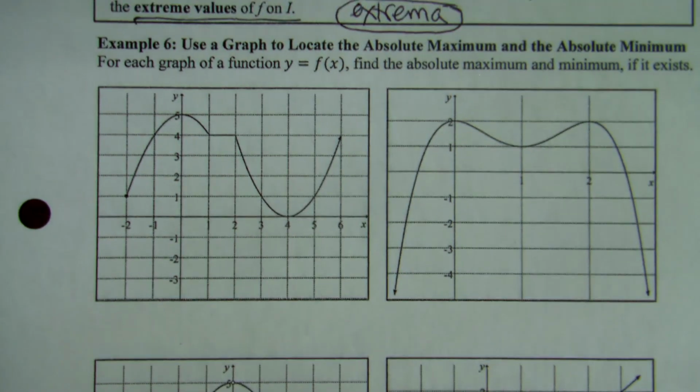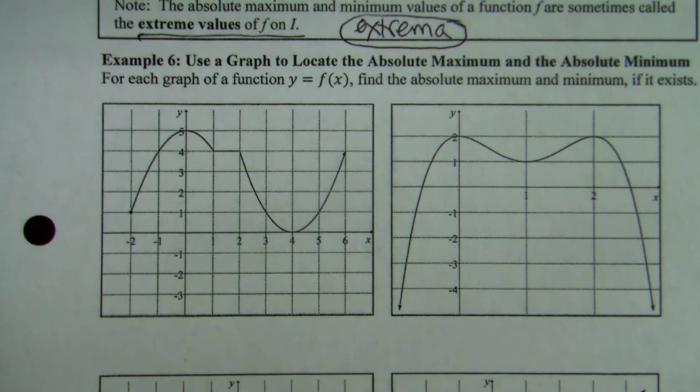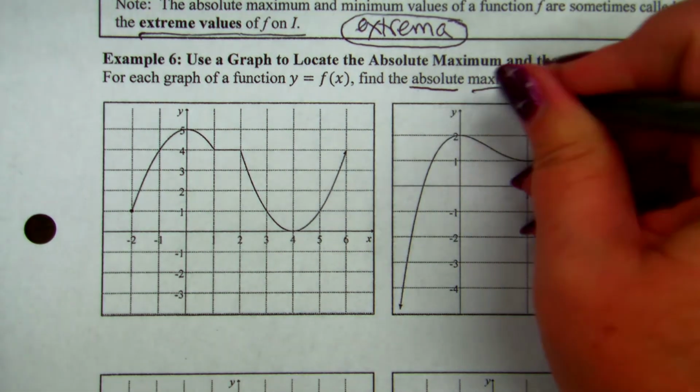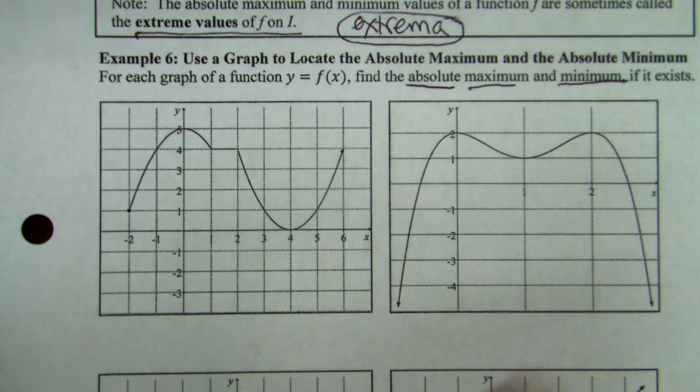So we're going to look at these 4 graphs, and we're going to find the absolute maximum and minimum. We're not doing the local ones right now. We're doing the absolute. So we look at number 1, and we're trying to find the absolute maximum and the absolute minimum.